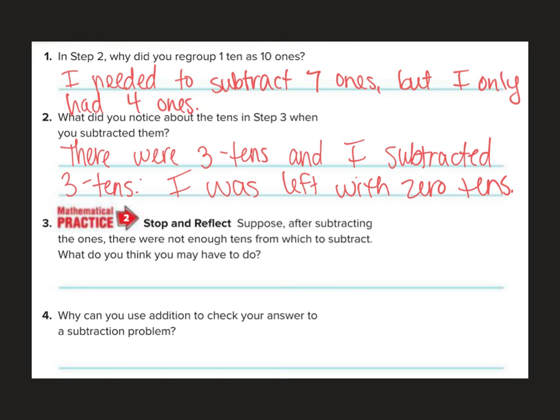Step 3, stop and reflect. Suppose after subtracting the ones, there were not enough tens from which to subtract. What do you think you'd have to do? So if that happened, when there wasn't enough ones, I had to regroup the tens. So if there weren't enough tens, I would need to regroup the hundreds.